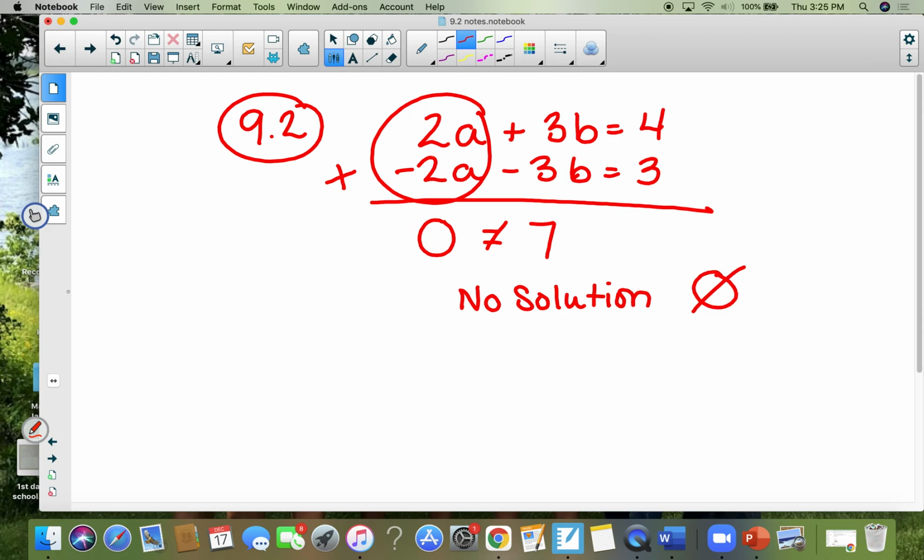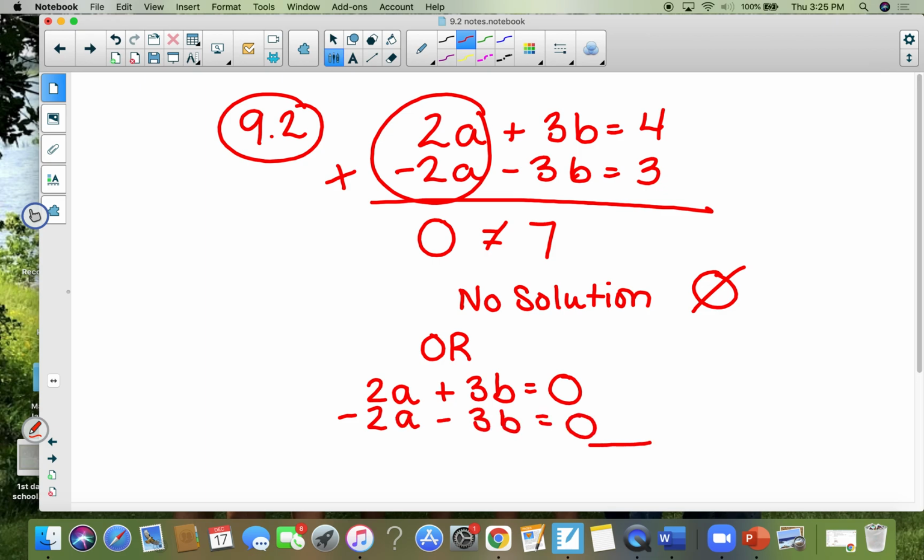Or you could have another scenario where it's 2a plus 3b equals 0 and a negative 2a minus 3b equals 0. And when you draw your line, these two, again, the a's cancel out and the b's cancel out, so you're going to have a 0 on the left side, and you also are going to have a 0 on the right hand side. If you get a true statement like 0 equals 0 or 4 equals 4 or 7 equals 7, this is going to be infinite or many solutions.